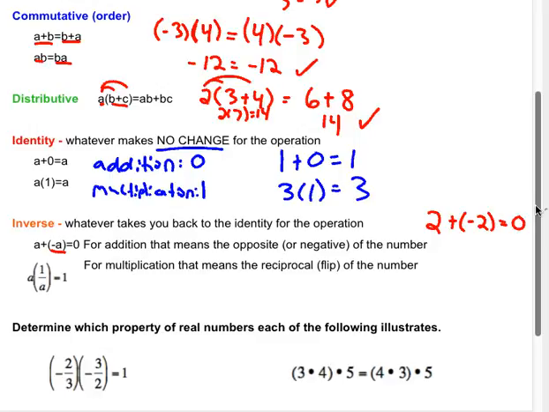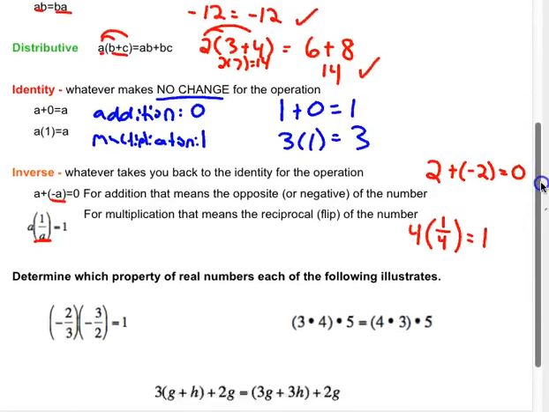For multiplication, it means the reciprocal, okay? So let's say I'm starting with 4. Well, I have to multiply it by 1 over 4 to get back to the identity, okay? So here it's important, you need to understand this idea of identity before you can understand the idea of inverse, okay? Those two go directly hand in hand with each other.